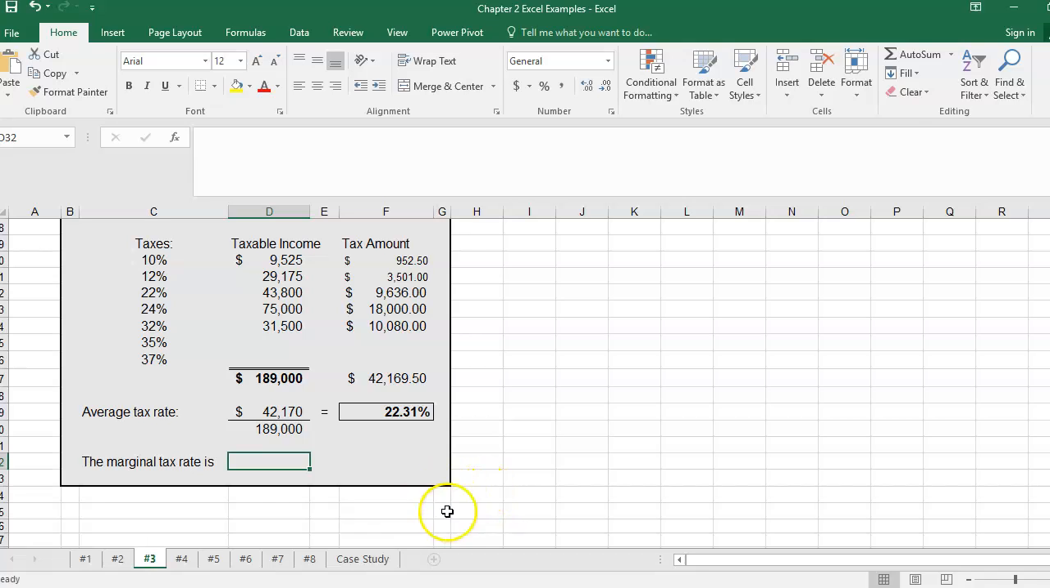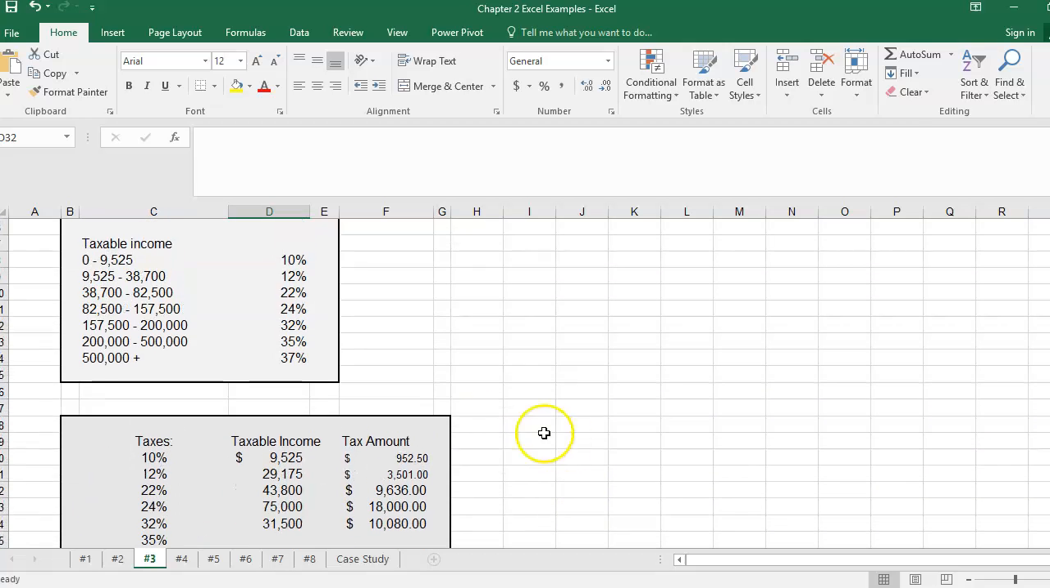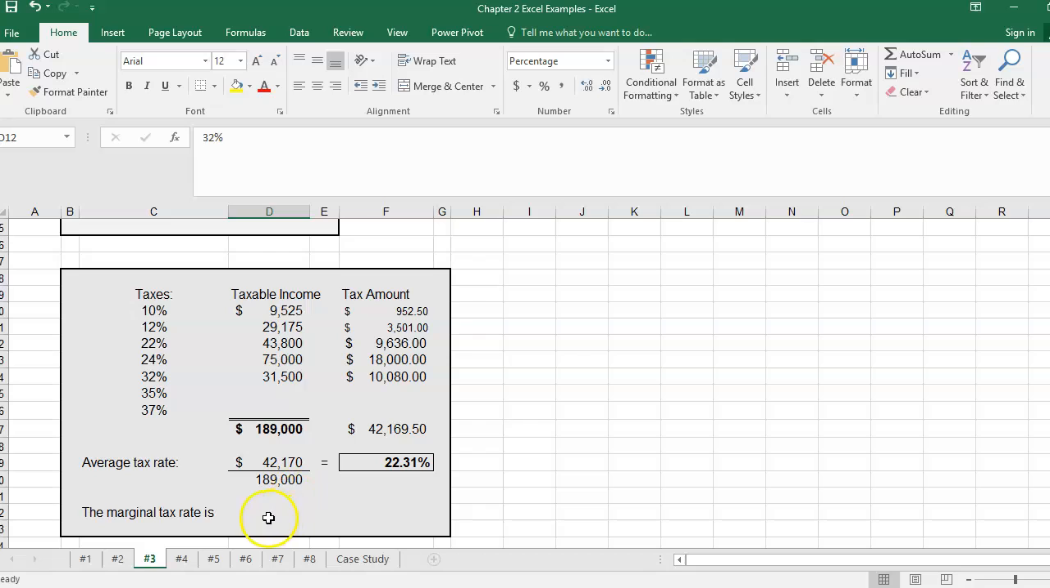Our marginal tax rate, if you remember from the textbook, is whatever we pay on one additional dollar of income. So if we had taxable income of $189,001, what would our tax rate be? Well, it would be 32%. In fact, we would pay 32% on the next $11,000 worth of income, because that is what it would take for us to get to $200,000 before we are bumped up to the next bracket. So our marginal tax rate is 32%.